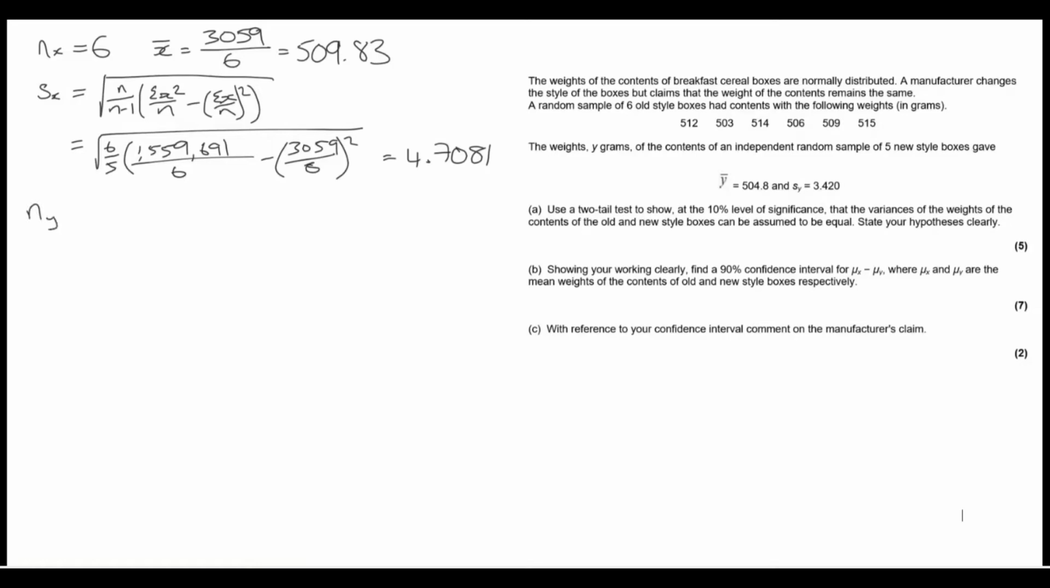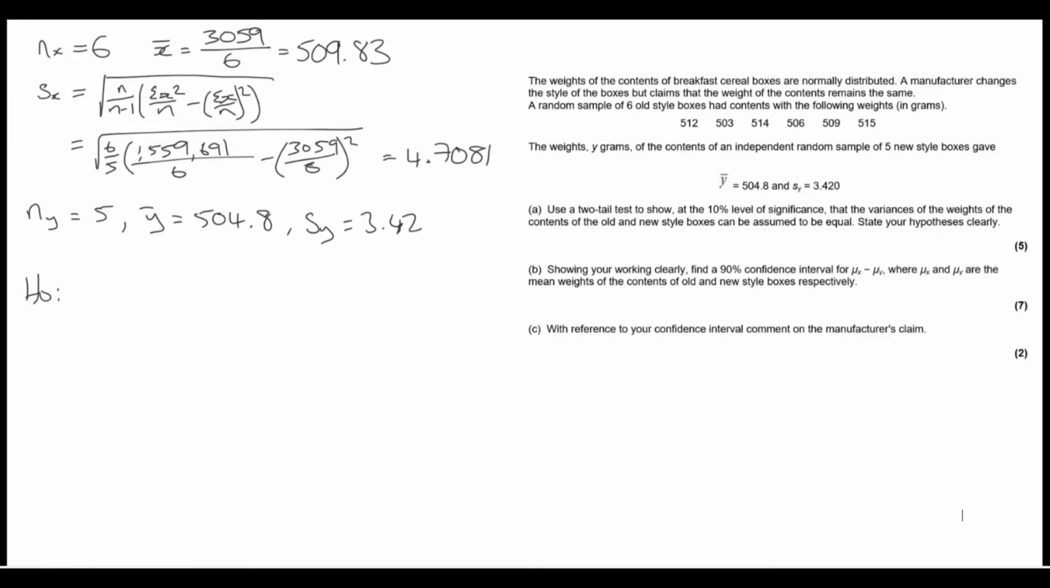We were given some of the y values, so I'm just going to summarize them all here. Sample size of 5, y bar is 504.8, and s is going to be 3.42. Okay, so we should now be able to start the hypothesis test.